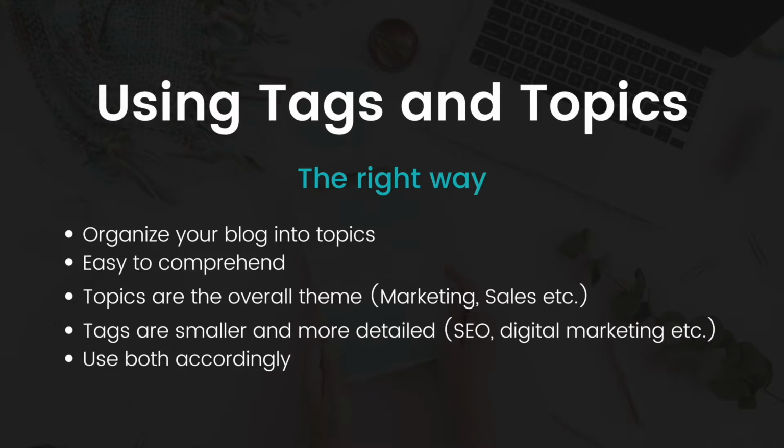So using tags and topics, I just touched on it last class, but using tags and topics the right way is very important. You need to organize your blog into topics, as I just talked about. Make it easy to comprehend what people are looking at and what they can expect from your blog. A lot of the time people don't read through that many articles, they just look at the topics that you're offering and think, oh, okay, he's talking about cryptocurrency, he's talking about marketing, he's talking about Instagram. Oh, I'm interested in cryptocurrency. Let's just look at that. So make it easy for people to find your stuff.